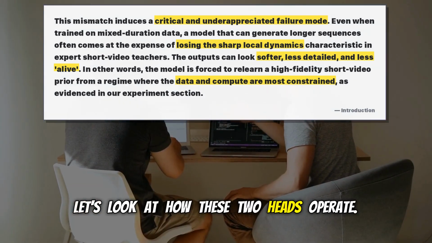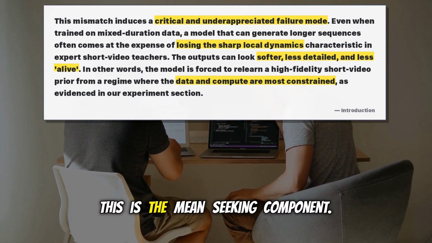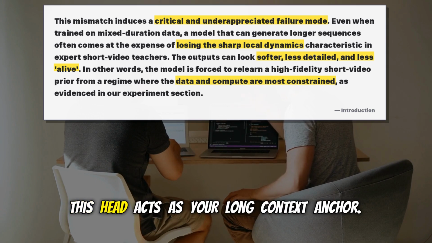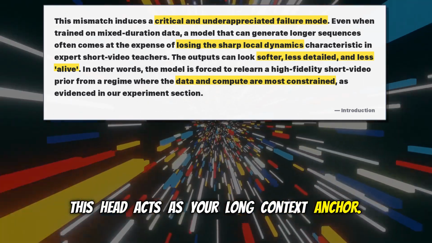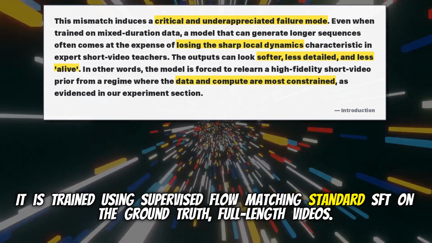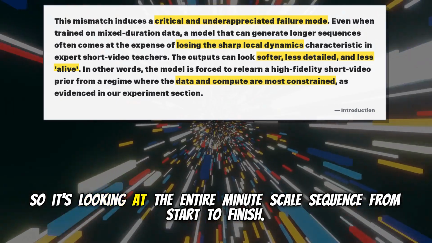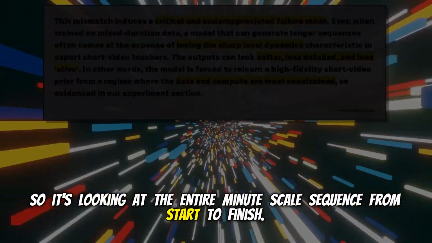Let's look at how these two heads operate. Starting with head 1, the flow matching head. This is the mean-seeking component. This head acts as your long context anchor. It is trained using supervised flow matching, standard SFT, on the ground truth full-length videos. So it's looking at the entire minute scale sequence from start to finish.